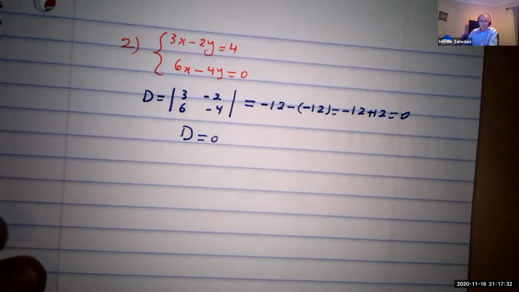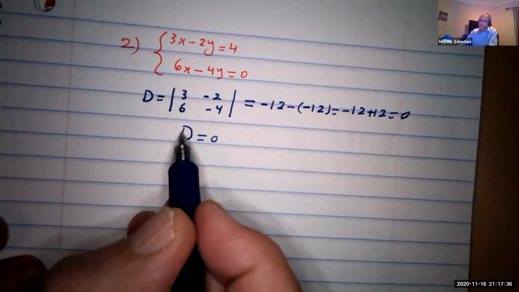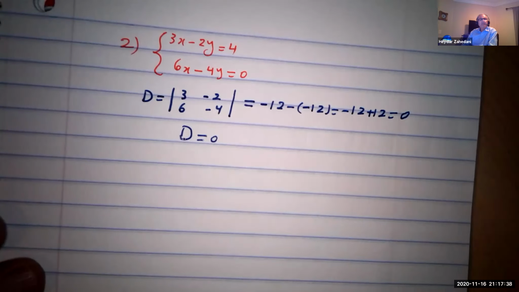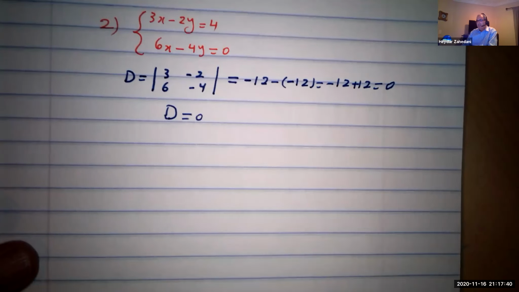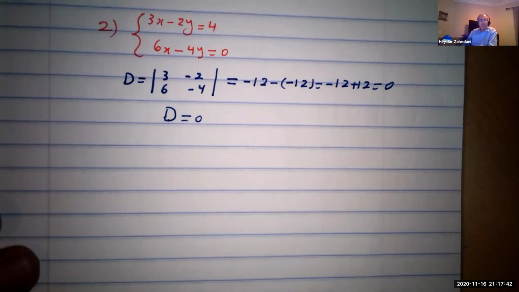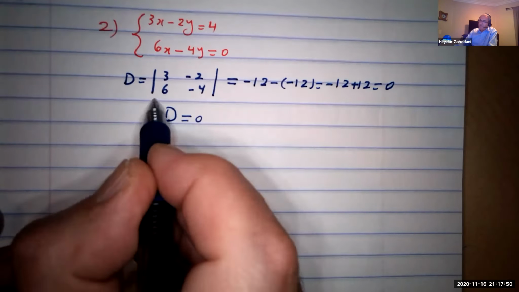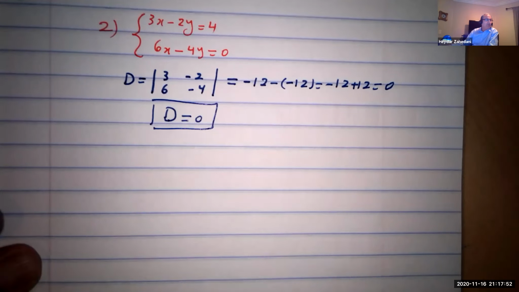And some people quickly say there is no solution. No, you have to find the others. Remember, if Dx and Dy are all 0, then you are going to have infinitely many solutions. Okay, so you have to continue.